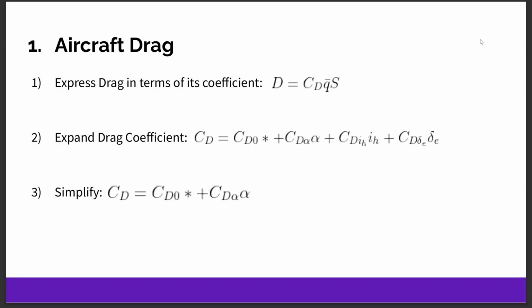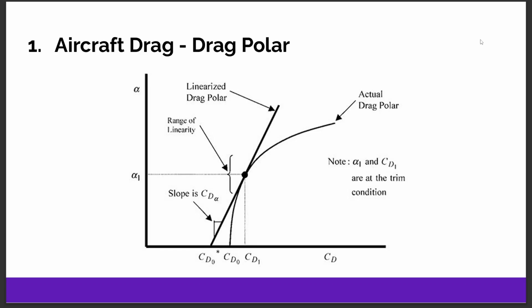Alpha is the angle of attack, IH is the incidence of the horizontal stabilizer, and delta E is the elevator's deflection. So the first thing that we're going to do here is a simplification, and that is that anything that comes after alpha is going to be considered negligible. So the drag coefficient is really equal to CD0 star plus CD alpha times alpha. So now the question is, how do you find CD alpha and CD0 star? And the answer lies in the drag polar.